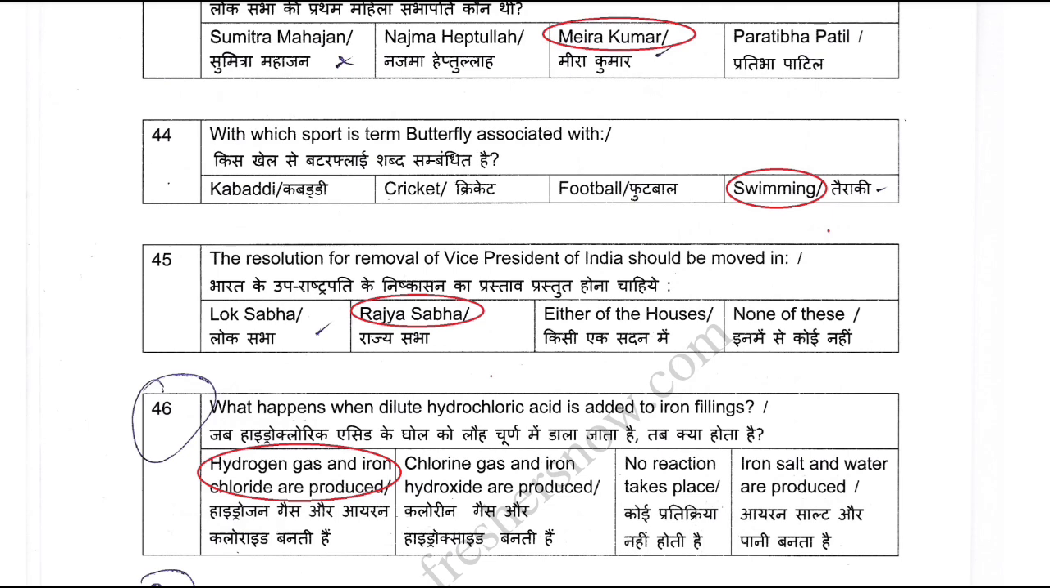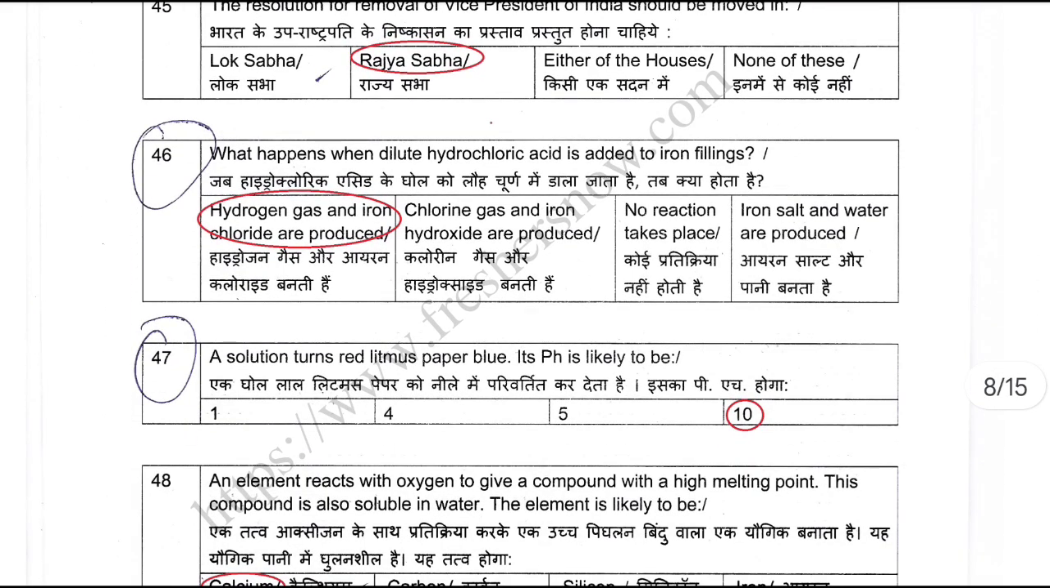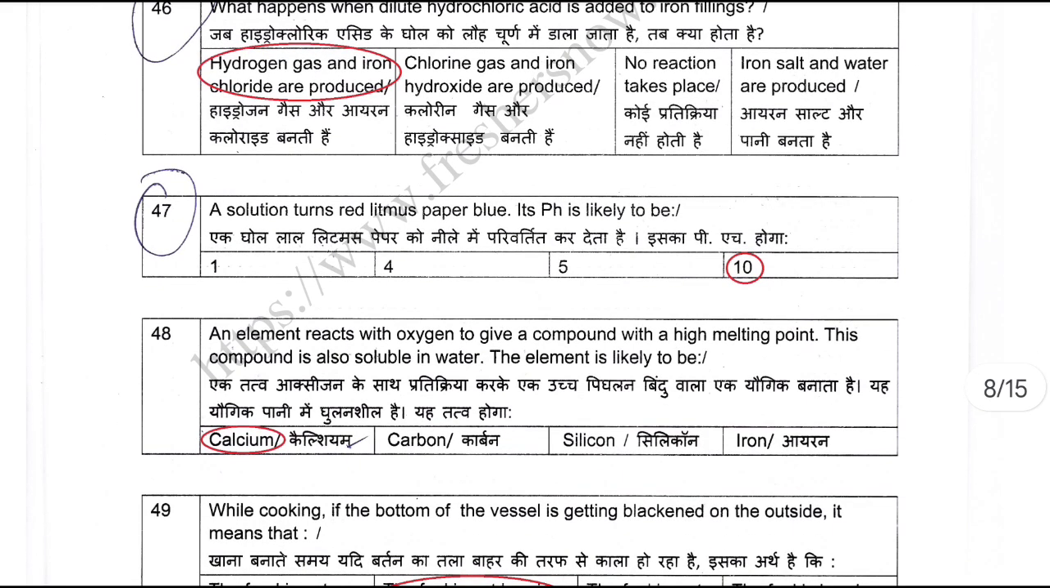The resolution for removal of the Vice President of India should be moved in Rajya Sabha. What happens when dilute hydrochloric acid is added to iron filings? Hydrogen gas and iron chloride are produced. A solution turns litmus paper blue, its pH is likely to be 10.